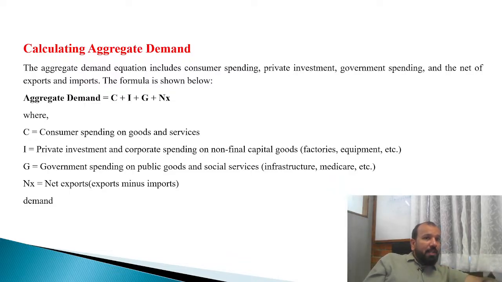Now, calculate the aggregate demand. The aggregate demand equation calculates the consumer spending, whatever the consumers are spending, whatever the private investment is coming, whatever the government is spending in terms of subsidies or infrastructure, and the net of the export and import. So C plus I plus G plus NX, net export, comes under calculating the aggregate demand. I hope everybody is clear on how to calculate the aggregate demand.